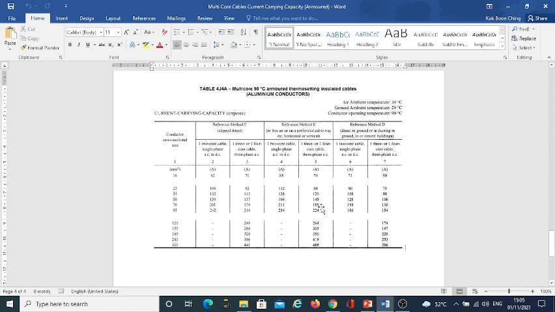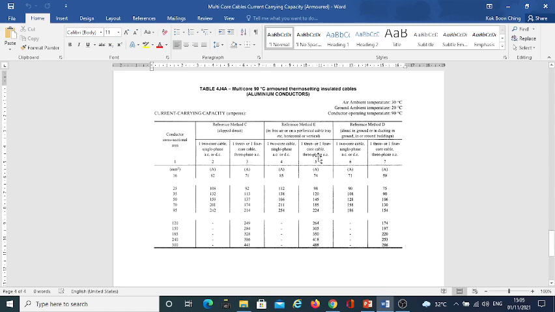For 240, it is in air and perforated in the cable tray. In the cable tray, that means it is multi-core. This one is the single core, and this is the two core cable. So we are using this one, the multi-core.